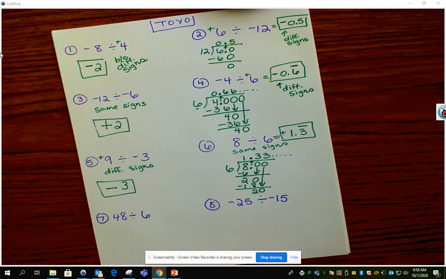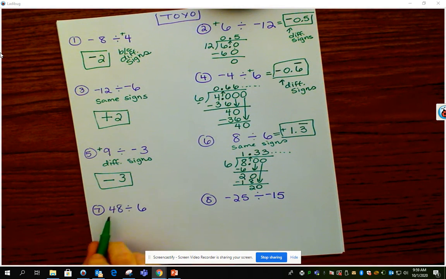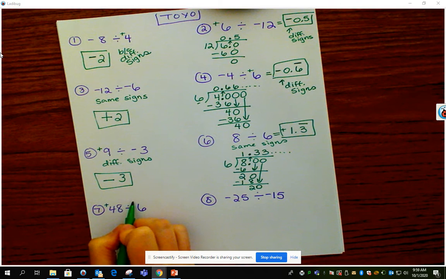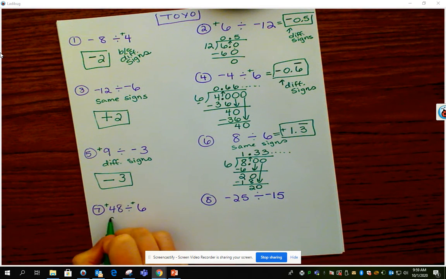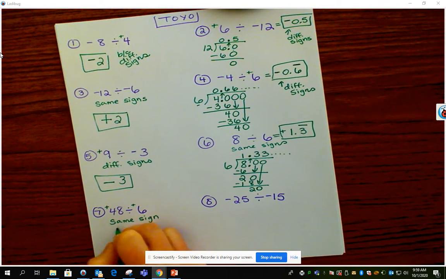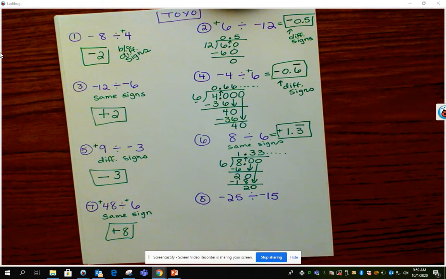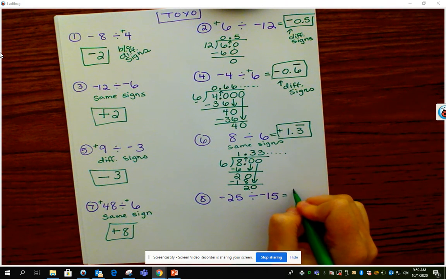Okay. Next one, these have the same sign. These are both positive, so we know it's going to be a positive answer. And then 48 divided by 6 is 8. All right, last one. These have the same signs, so we're going to have a positive answer.